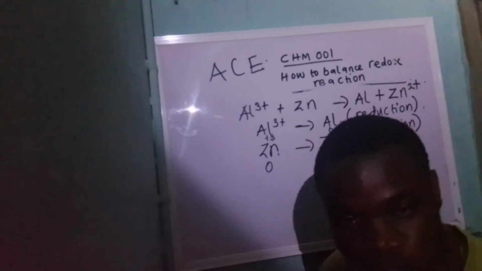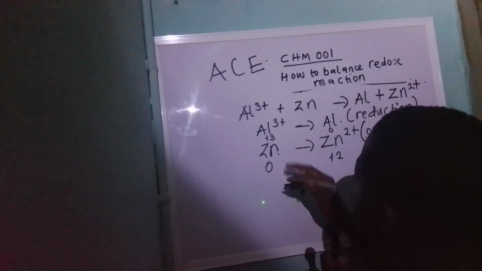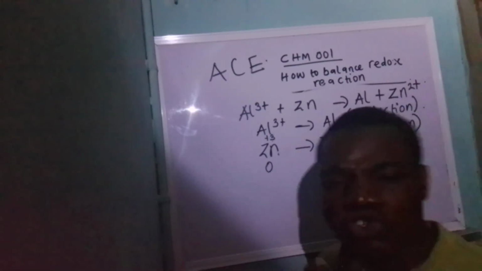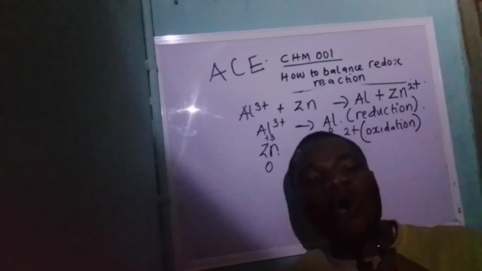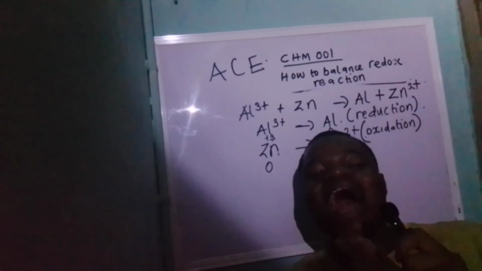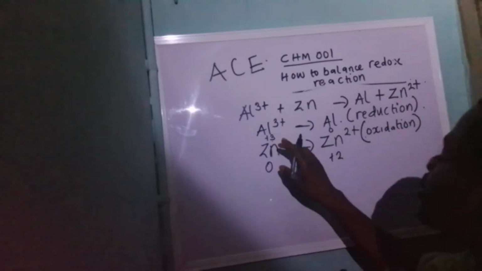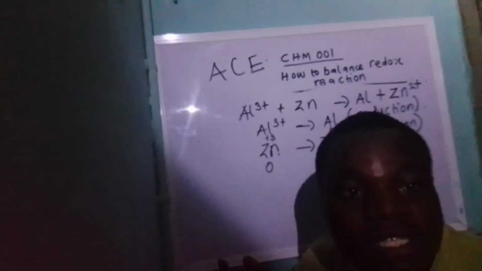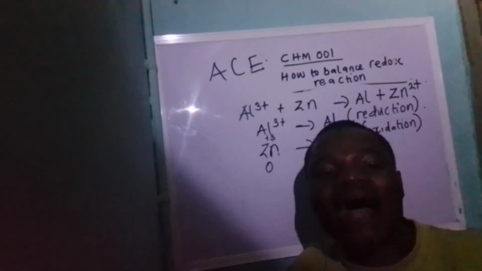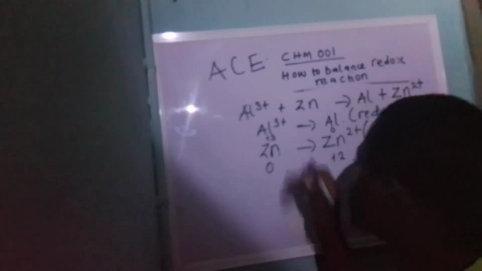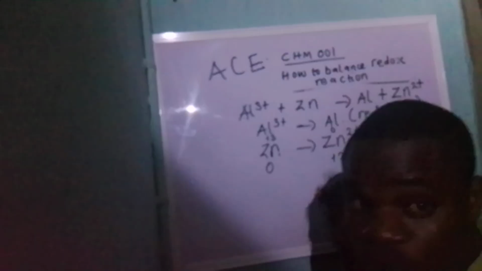Now let's move to the charge. Here is +3, here is 0. So in order to balance the charge, you will go and add electrons to the side that has the highest charge. Between +3 and 0, which one has the highest charge? +3. Definitely I am going to add 3 electrons to this side so that it can give me 0. It will be balanced like that.